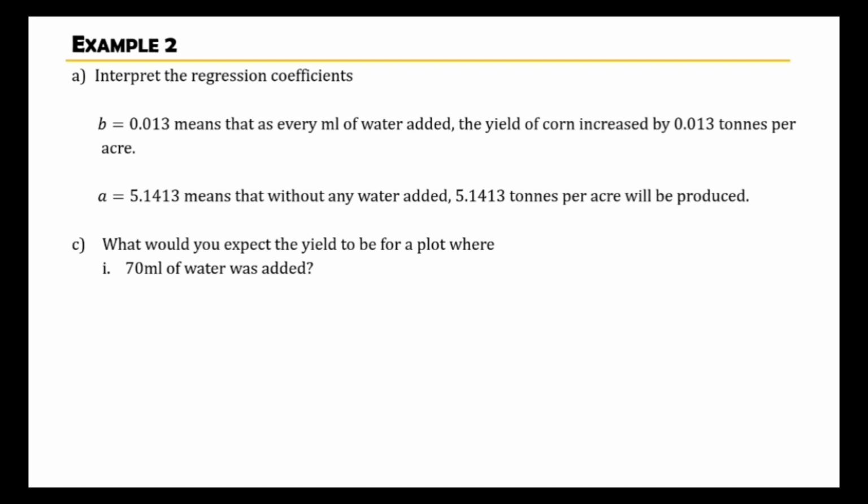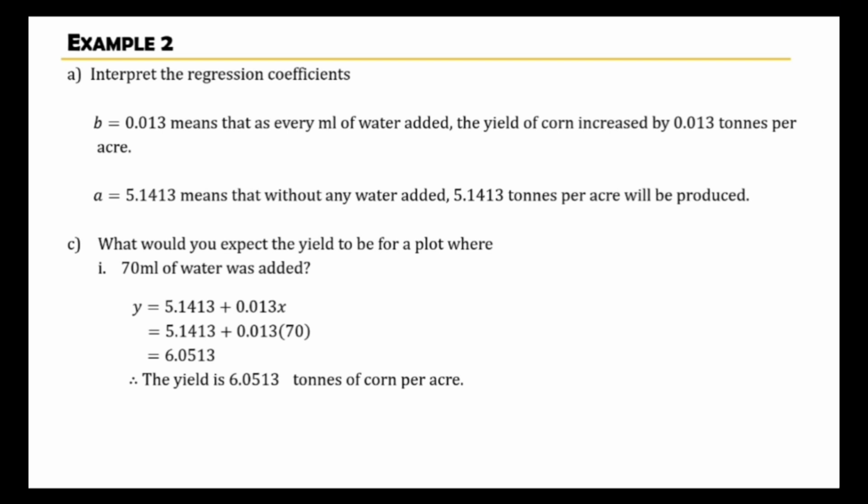C. What would you expect the yield to be for a plot where 70 ml of water was added? 70 ml means x equal to 70. The regression line is y equal to 5.1413 plus 0.013x. So now x equal to 70. Substituting 70 into the equation, we get y equal to 6.0513. So the yield is 6.0513 tons of corn per acre.